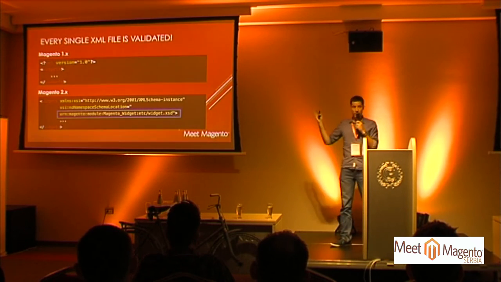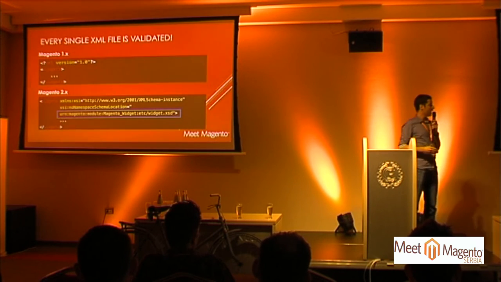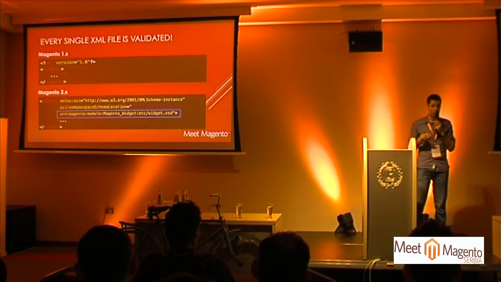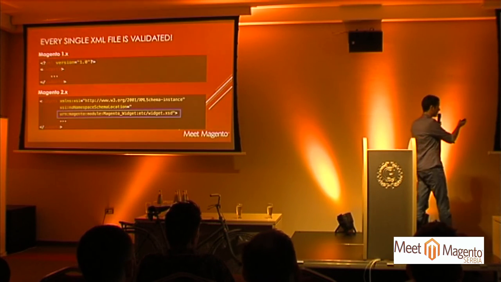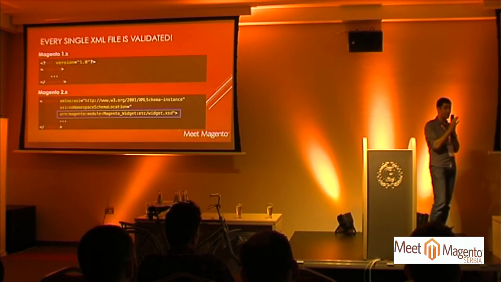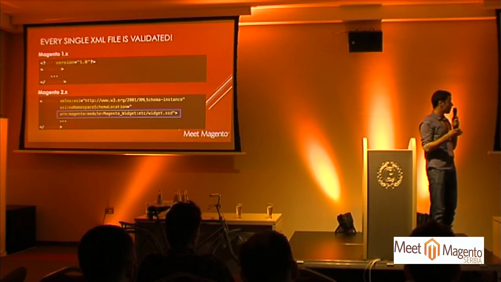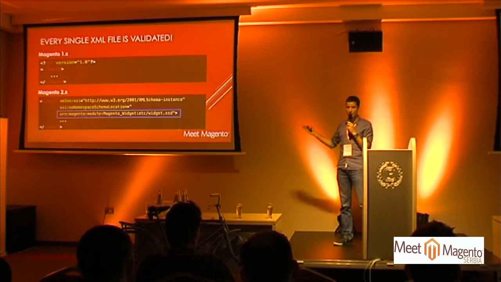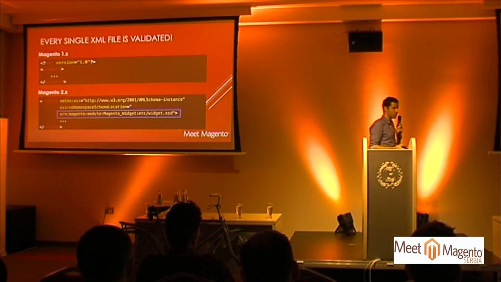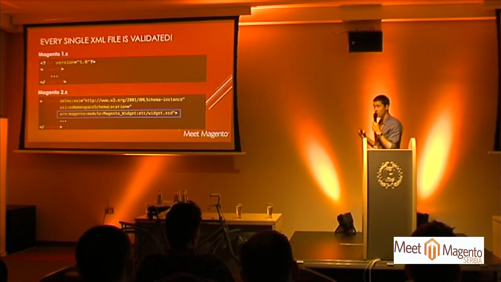So for example, for the widgets XML file, you see how it looks in Magento 1, and on the bottom is how it looks in Magento 2. This basically means that widgets XML needs to strictly follow the rules defined in widget XSD. XSD stands for XML schema definition. So if you try to add some node that is not supported in this schema, PHP will throw an exception. And that's really helpful because it will let you know exactly what went wrong.